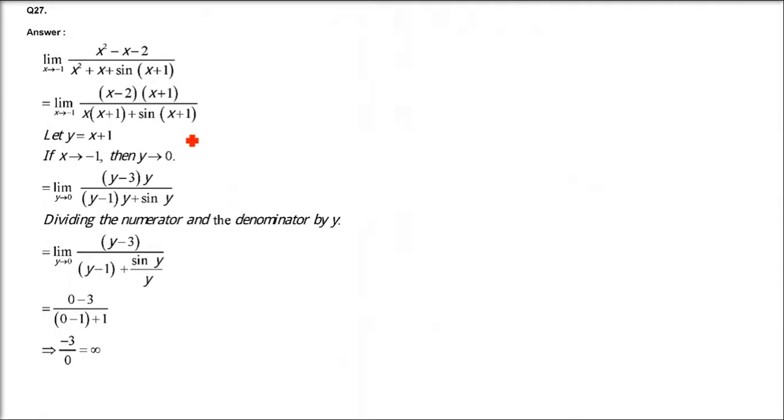Now question number 27. Here we have limit x tends to minus 1, x square minus x minus 2 by x square plus x, and then sine of x plus 1. And this x square plus x is given in the bracket. And since we see x plus 1 multiple times, how? Let us take the numerator first. X square minus x minus 2, you can write as x square minus 2x plus x minus 2. So you have x times x minus 2 plus 1 times x minus 2. Now you can take x minus 2 outside, and then x plus 1 will remain.